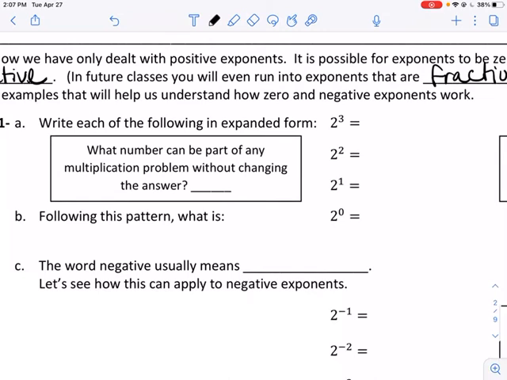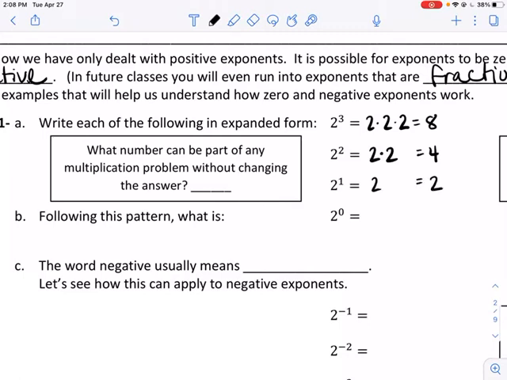positives. So 2 cubed expanded is three 2's multiplied together, which equals 8. 2 times 2 is 4, times 2 is 8. So 2 squared is one less 2. It's 2 times 2, because it's 2 being multiplied by itself, and that equals 4. 2 to the first is just one 2. And I think it's pretty obvious that that equals 2.